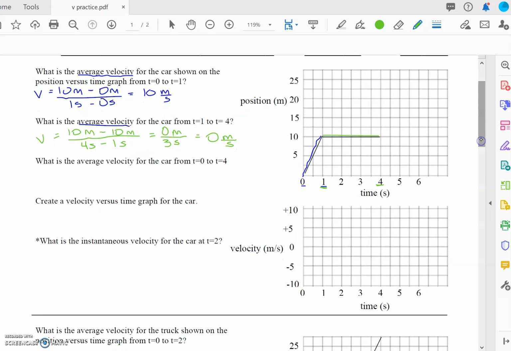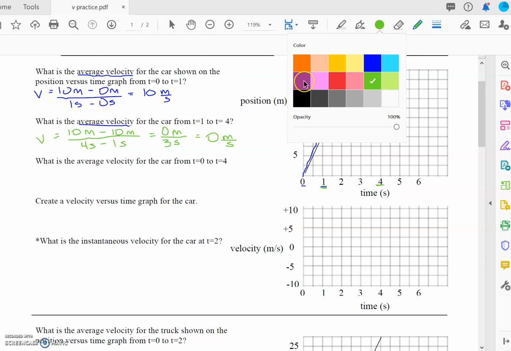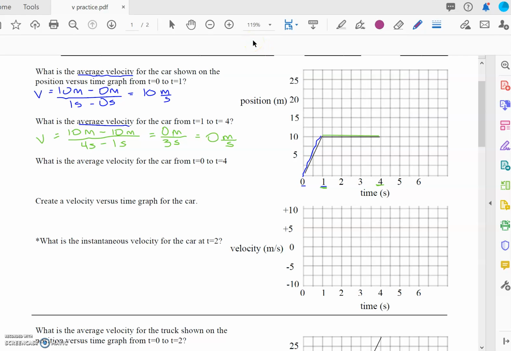So then our third question is another average velocity question. What's the average velocity of the car from 0 to 4 seconds for the entire trip? Well, that's still a slope calculation, so don't let that fool you into thinking it's something different. We're going to take the final position, which is 10 meters at 4 seconds, and we're going to subtract its initial position of 0 meters at 0 seconds. And when you do that math, you get a fraction with a value of 10 meters in 4 seconds. And I always like to divide mine out into a decimal number. That gives me 2.5 meters per second.